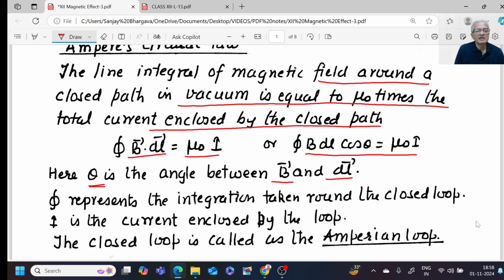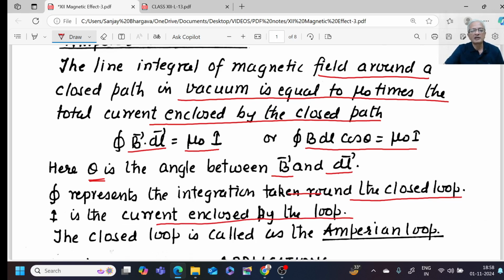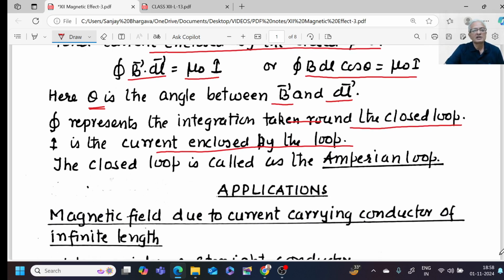This represents the integration taken round the closed loop. I is the current enclosed by the loop. So I represents the enclosed current and integration with a circle represents the integration along a closed loop. This loop is normally called the Amperian loop, like in Gauss law we used to say the Gaussian surface. Similarly here, we call it the Amperian loop.